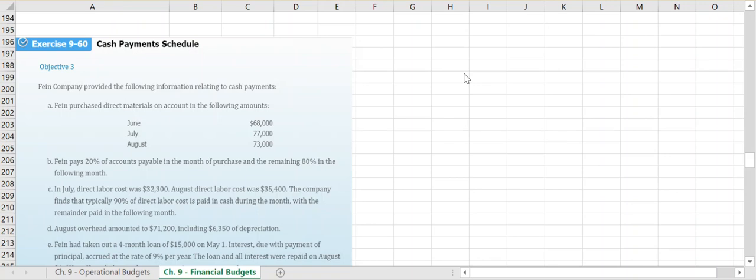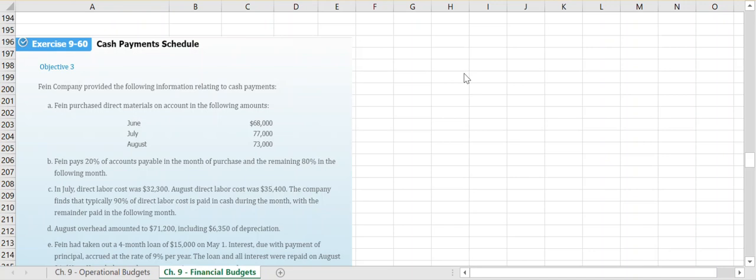In this example video, we're going to look at exercise 960. That's going to put together a cash payment schedule. So not just looking at when we're going to have to pay for purchases on account, but also looking at when we are paying for our direct labor, what's included in our overhead, if we had to repay a loan, all of those different components.